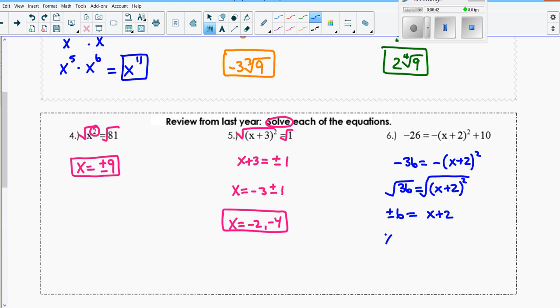Okay, and I'm going to write this out just like we did in the last one. If we subtract 2, then it would be negative 2 plus or minus 6, which means negative 2 plus 6 gives me 4, and negative 2 minus 6 gives me negative 8. Okay, so that was a review from last year with quadratics and solving by taking square roots. Now we're going to apply that into something that's not a square root, so like a cube root, a fourth root.